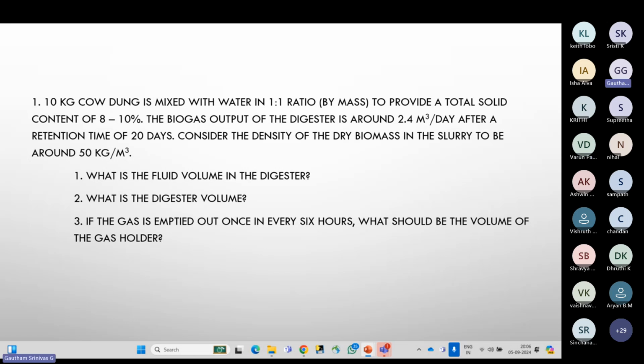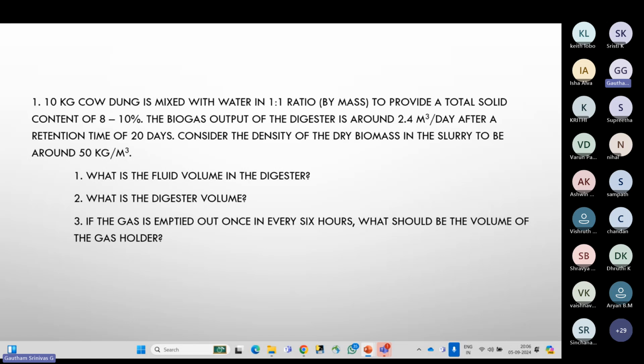Oh, wait, I have already done that. The amount of biogas produced, yeah, so then you can use this directly. It's mentioned that it's 2.4 cubic meter per day, but the digester volume will remain the same. That is 8 cubic meter. That will be the same.